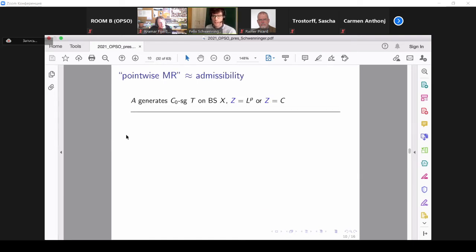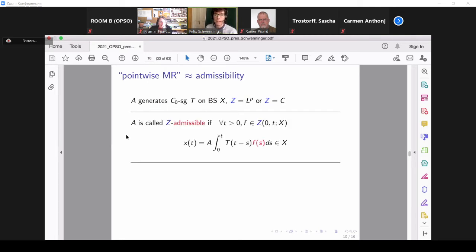All right, this is a similar slide to the one you have seen for the definition of maximal regularity, and I think this should now be rather straightforward with what I said. The setting is again the same as before. Now we give this a name. We say that A is called Z admissible. There's a reason why this is called admissible, but I will not touch this here.